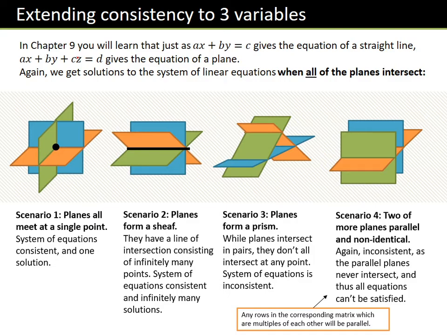Again, we get solutions to the system of linear equations when all of the planes intersect. So previously, we were talking about where 2 lines intersect each other. We're now going to be talking about if all 3 planes intersect each other. So like the question you were just doing about the theme park, the coordinates of where all 3 planes intersected were the number of visitors to each of those theme parks, okay?